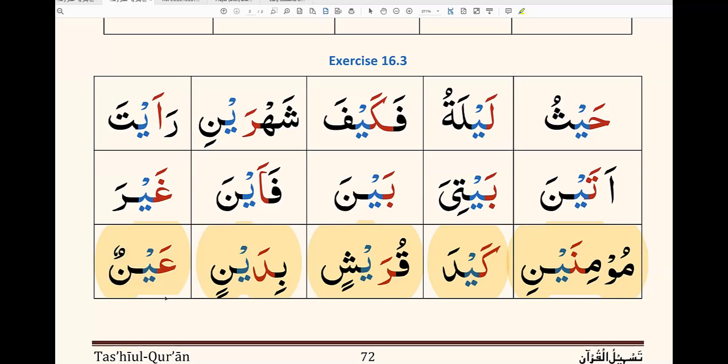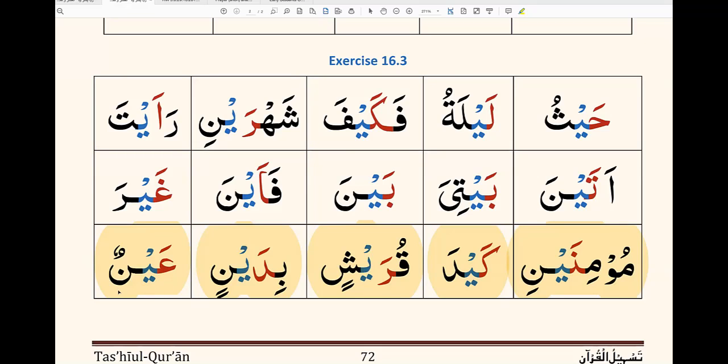Okay, so this is a smaller word. We're still going to break it because we've still got a tanween there at the end. So, ayn with the fatha. Ya lean. Pronounce it. Ay. Beautiful sound. Well done.